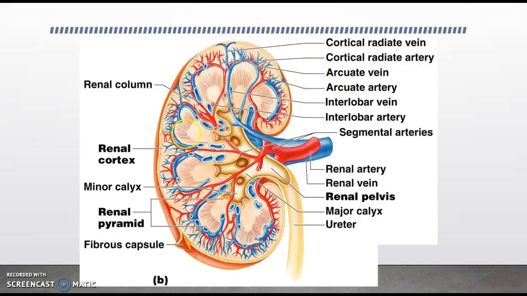So if we look here at this picture, this would be the cortex here. This would be the medulla in here. This structure is going to be the renal pyramid. You can kind of see how it's triangular in structure. And then in between here would be a renal column.